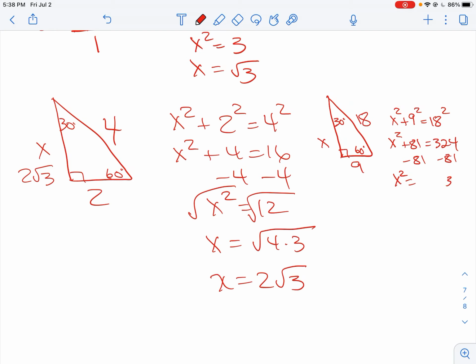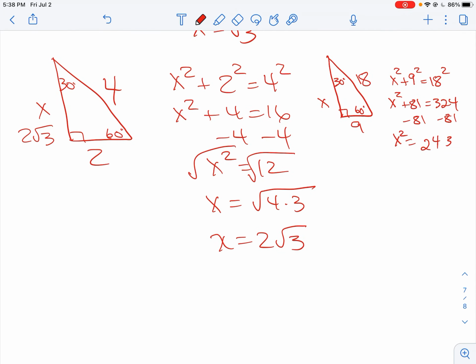Oh, that's a 3, that's a 4, sorry, 243. Okay? If I take a 3 out of this, 3 goes into that 8 times, 1 time. So this would be 9 radical 3.